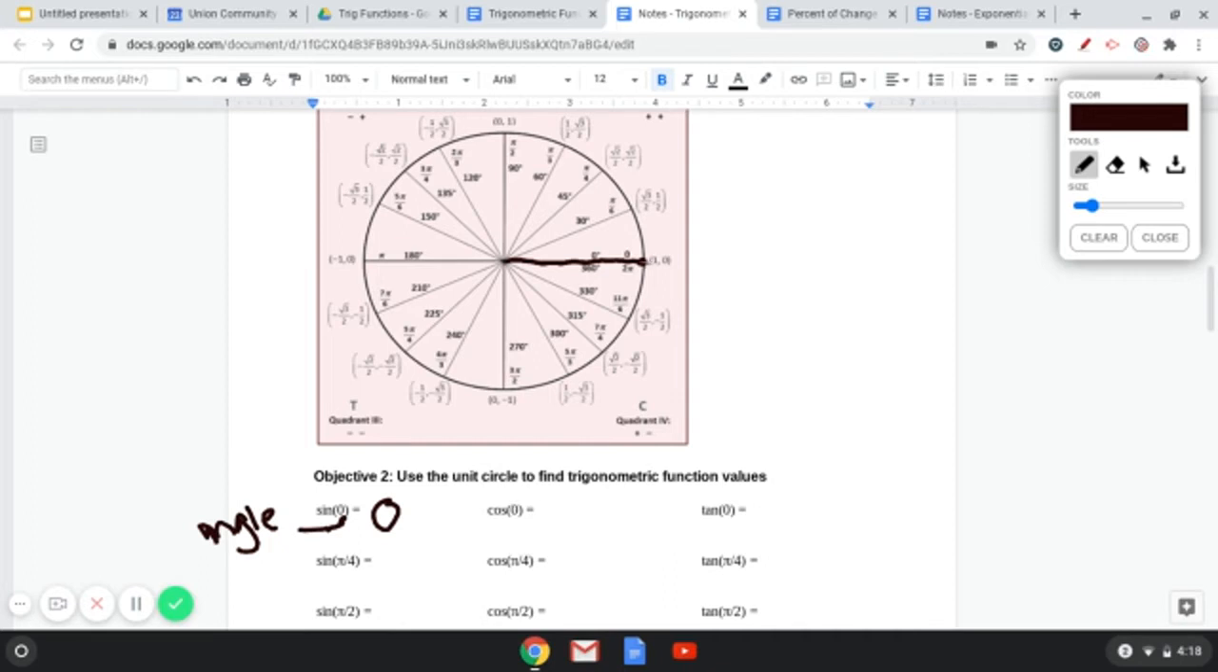How about cosine of 0? What's the cosine of this angle? It's the x value, which is 1. And then tangent is sine of 0 over cosine of 0. Sine of 0 was 0, cosine of 0 was 1. So this is 0 over 1, which is just 0 as well. Now let's look at pi over 4.